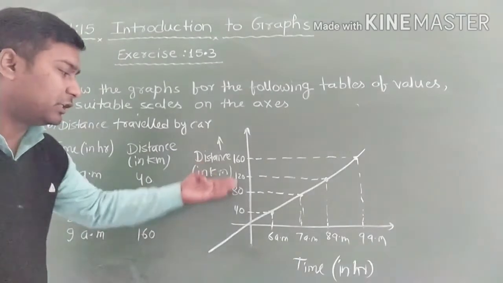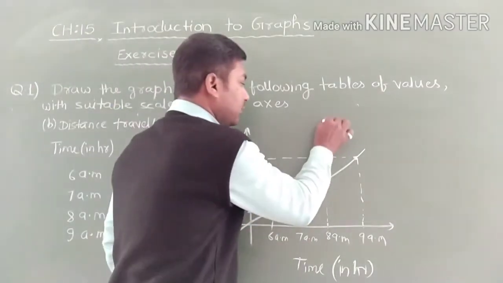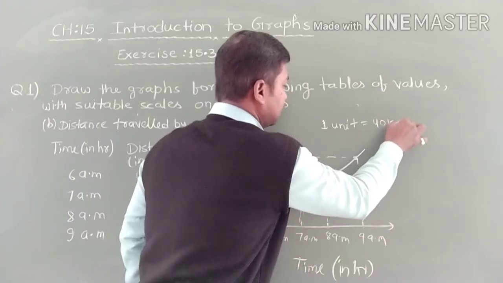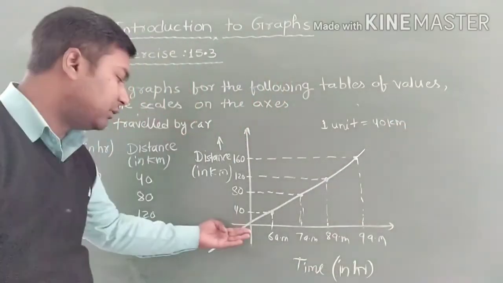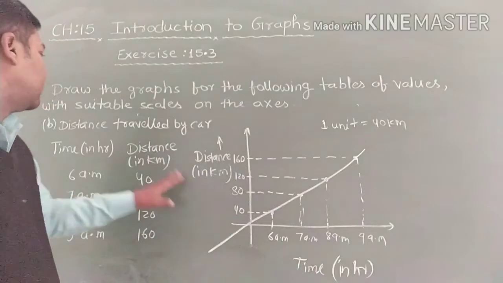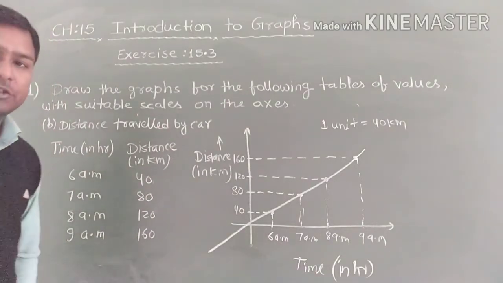Here the distance is 40 kilometers, so I am taking 1 unit equal to 40 kilometers. Okay, 1 unit represents 40 kilometers. So this was the explanation of the B part. Now next, question number 2.